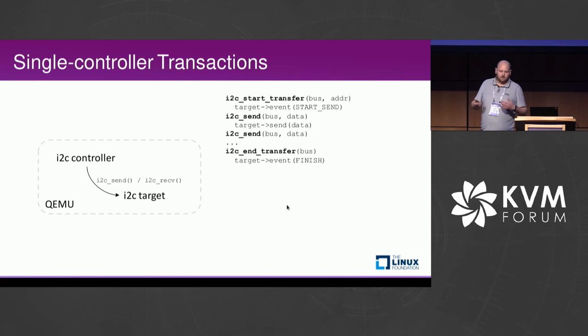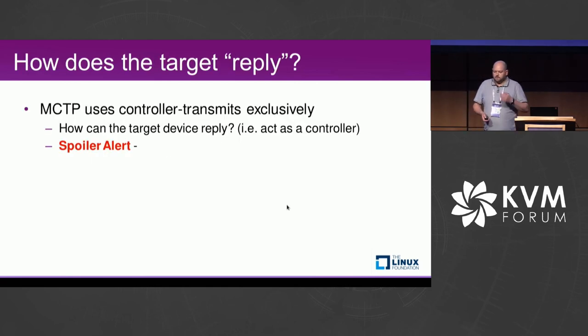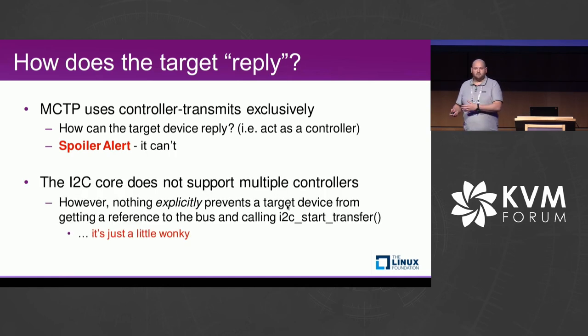So, in the simple case, when you have a single controller transaction, it should look something like this. You have a controller that does these I2C send and receive calls to the target, and it's just a synchronous thing. You do a start transfer, you start sending your bytes, and you do an end transfer. So the problem is now, how can the target, with this API, actually reply to the controller? And before this worked, it couldn't, because the I2C core code couldn't support multiple controllers.